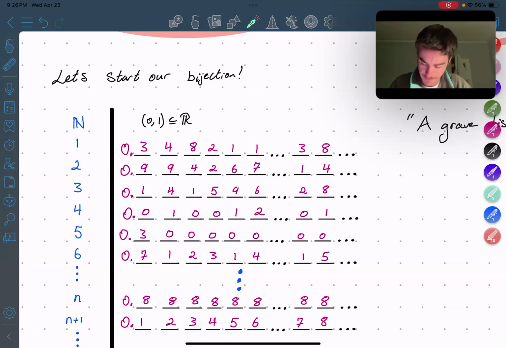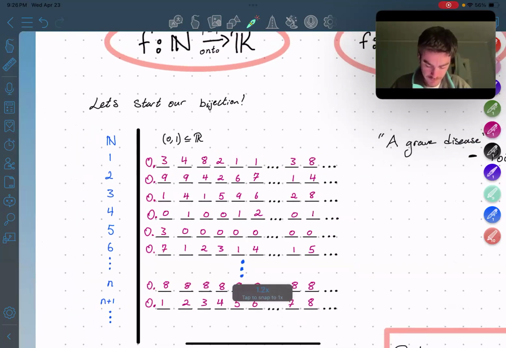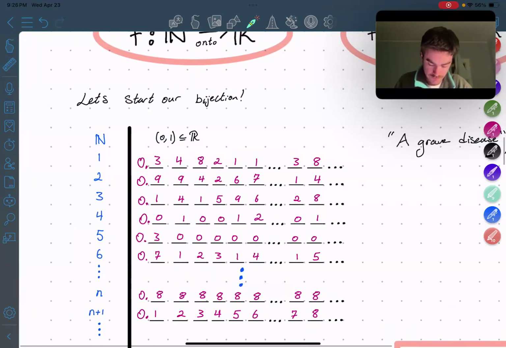So how do we disprove this mapping? Because right now, to me, it looks pretty good. I've got a number associated with 1, I've got a number associated with 2, and I don't have any repeat numbers here. Like I don't have 0.88 repeating again. It only shows up once, and it's only associated with this n.